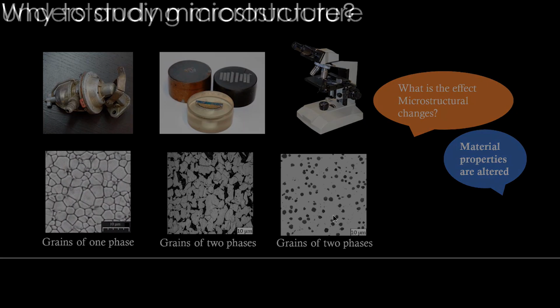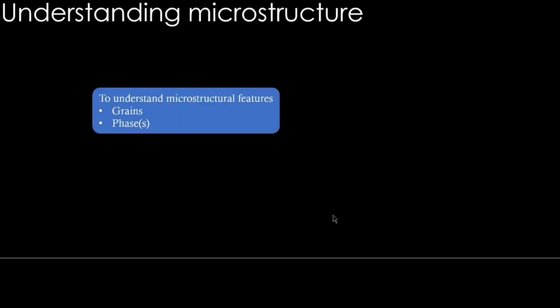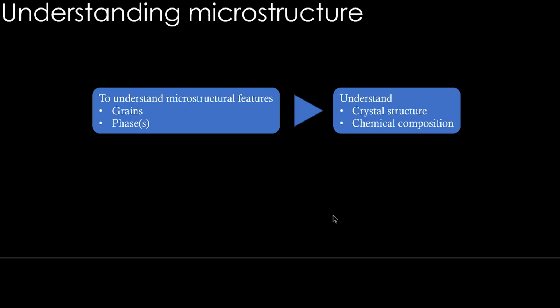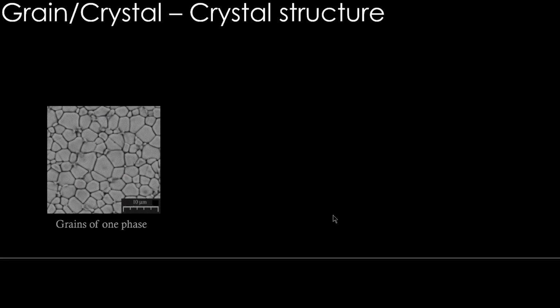In order to control the microstructure, you have to understand the microstructure well. You have to understand what grains and phases are. To understand them, two important ideas are to be understood. That is crystal structure and chemical composition. Grain and crystal are the same. We will see about that in this slide.